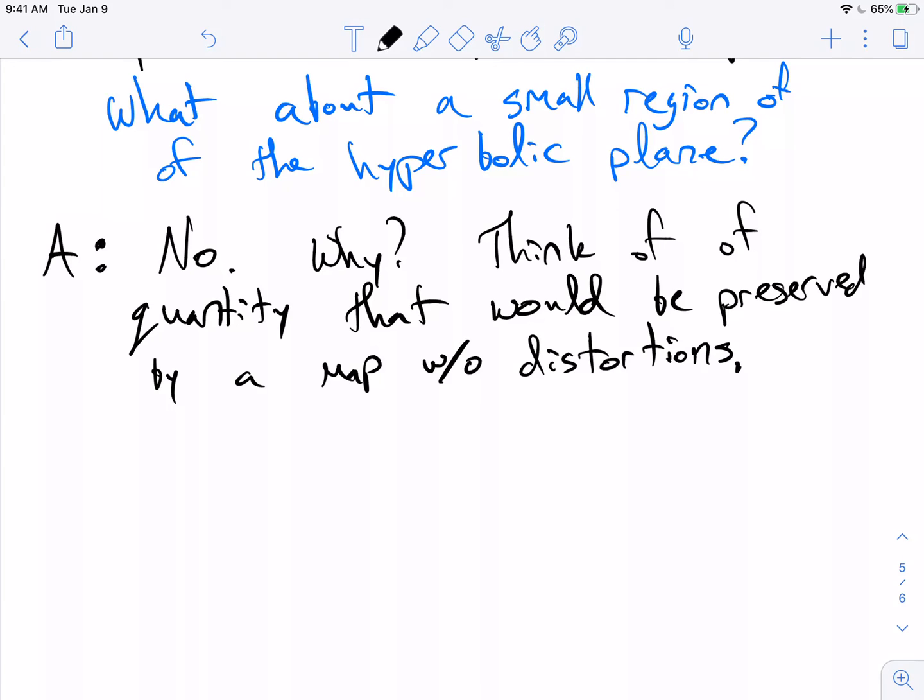And I guess I'll just tell you the answer is curvature. Curvature is a local quantity that is not the same on the sphere or the plane, but if there was such a map, it would have to preserve the curvature at a point P, but the curvature is different, and so it's not preserved. So there is no such map.